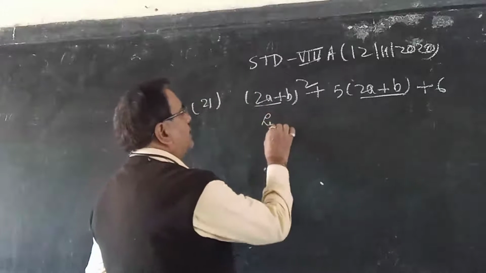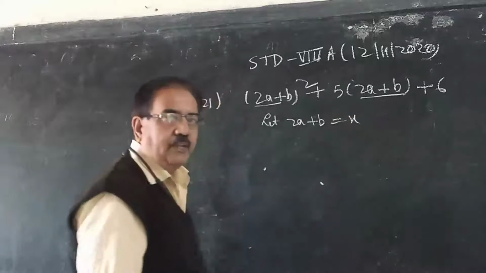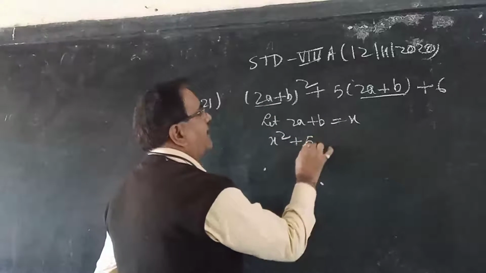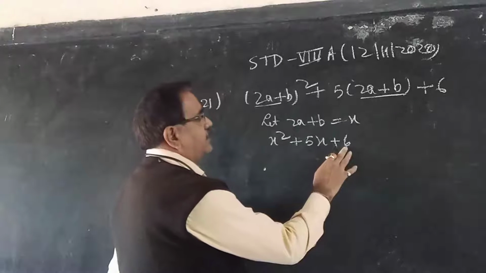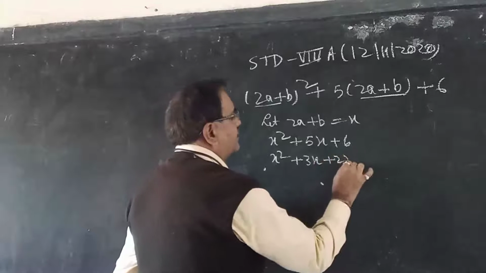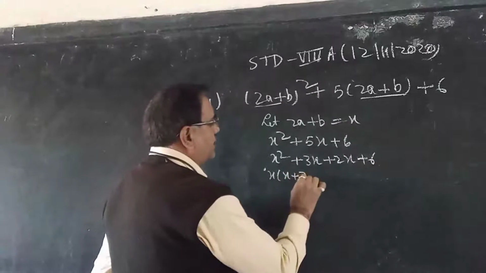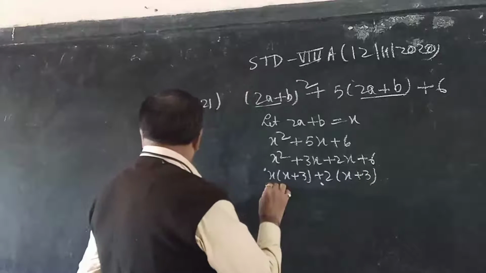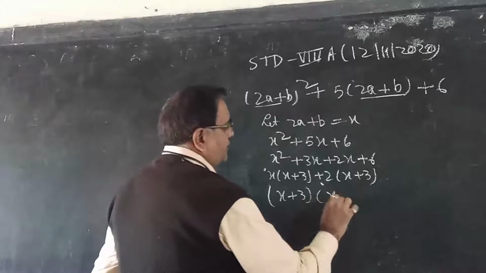So let 2a + b be x. Then the question becomes x squared + 5x + 6. Now split the middle term. So x squared + 3x + 2x + 6. Take common x + 3, 2 common x + 3. On the whole, the common factors are (x + 3) and (x + 2).